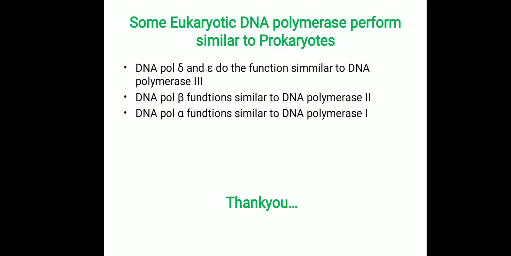Now we will see some of the eukaryotic DNA polymerases which perform similarly to prokaryotic DNA polymerases. DNA polymerases delta and epsilon do functions similar to DNA polymerase 3, that means they are involved in the replication or elongation of the complementary strand. DNA polymerase beta functions similarly to DNA polymerase 2, such as proofreading, and DNA polymerase alpha functions similarly to DNA polymerase 1, with proofreading and removal of RNA primers, etc.